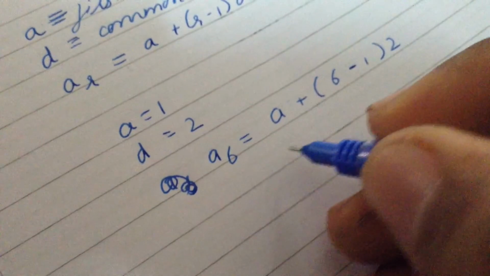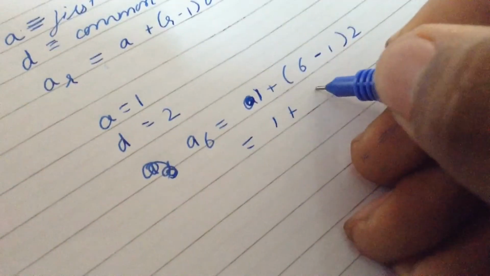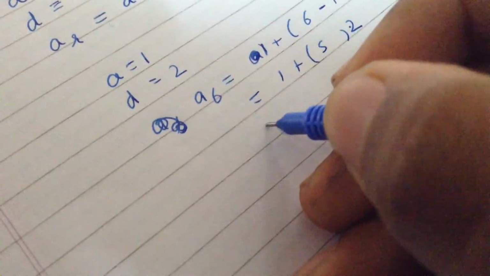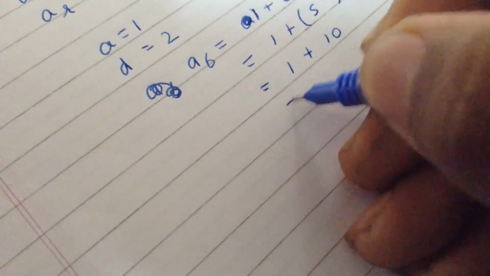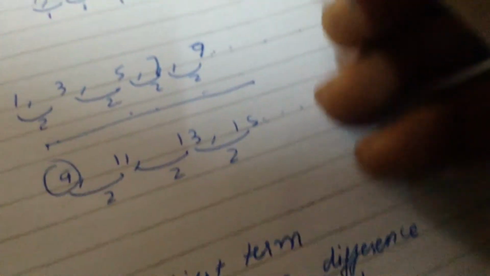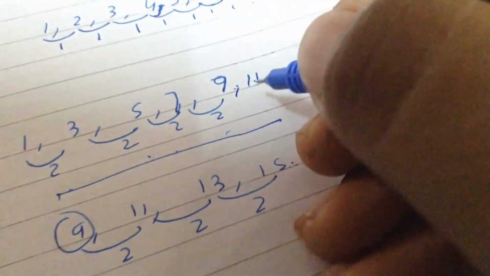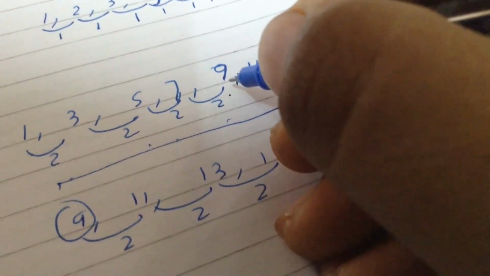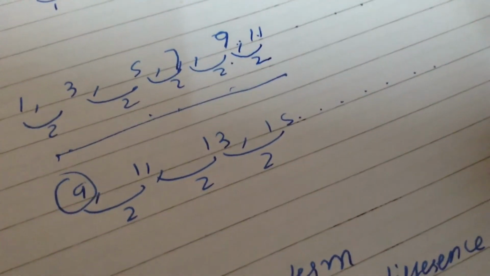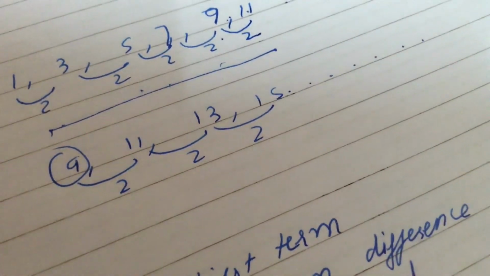So coming back to here, A is equal to 1. So 1 plus 5 into 2, which is equal to 1 plus 10. It is equal to 11. And if you go back to the series, we haven't written the sixth term, but it would have been 11, because the difference between 9 and 11 is also 2. So this is an AP. We'll come back later on to understand what a GP is.